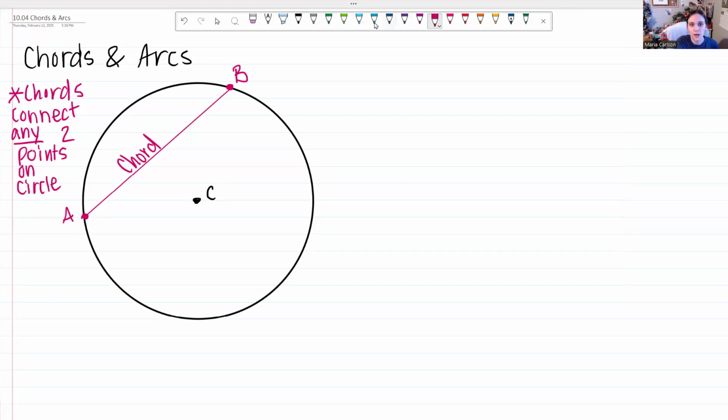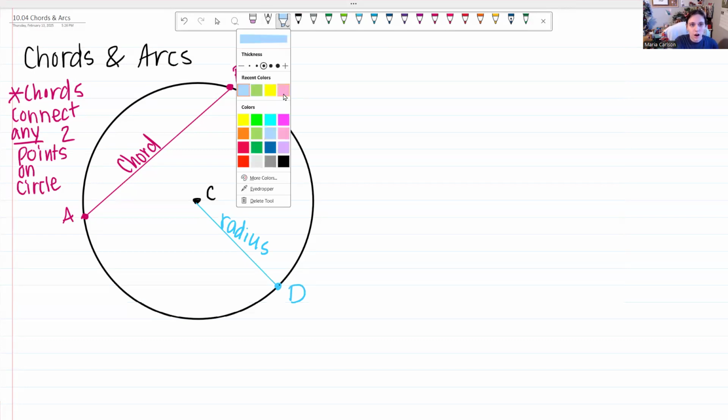All right, now from C, the center, to the edge of the circle, that is the radius. This is our radius here, and I'm going to call this radius CD. Now, we've talked about radiuses before, radii. Arcs are formed by parts of a circle. So an arc is really part of a circle.